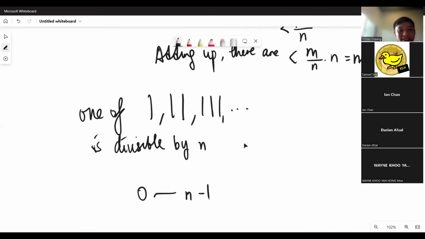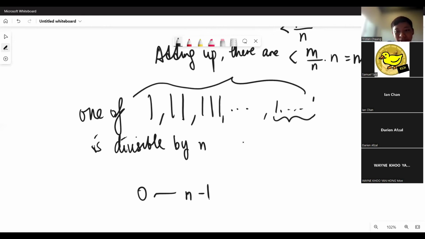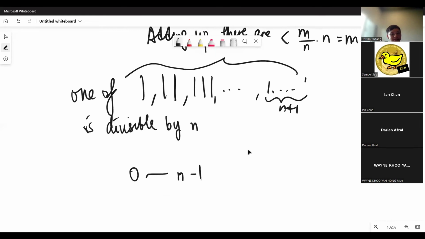In fact, if I restrict this list to the first n plus 1 numbers, the problem still works, because the reason will be apparent later. If two of them have the same remainder, what do you do? If two of them have the same remainder when divided by n, what does that mean?